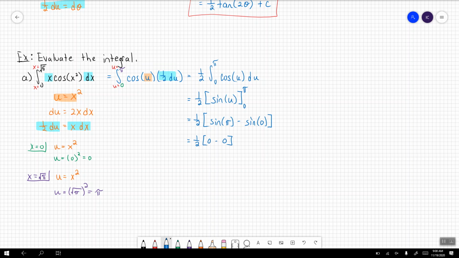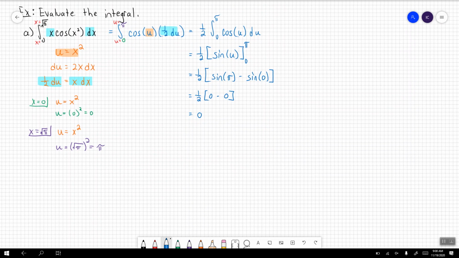0 minus 0, 0, which means we get an answer of 0. Wow, very anticlimactic. All right, so that's what we get to see here. Awesome. So this is how we're using the substitution rule for definite integrals. And let's see if we can do one more problem. That way we can make sure we get the fuzzy feeling inside that we know what we're doing.